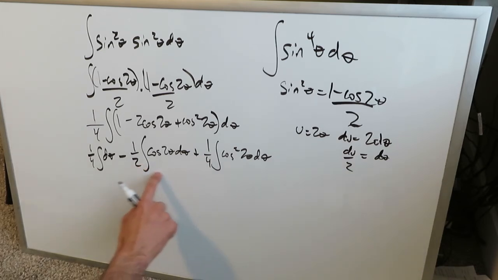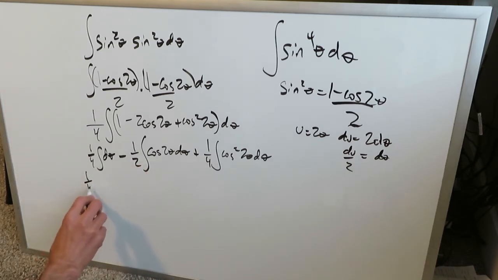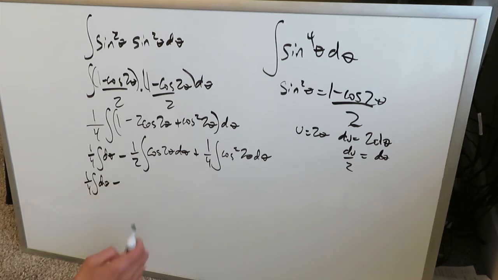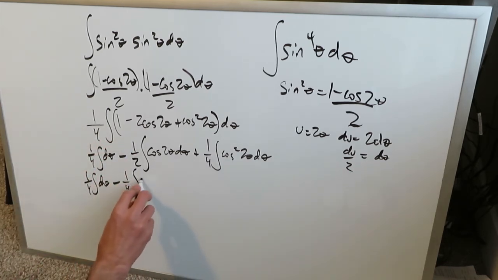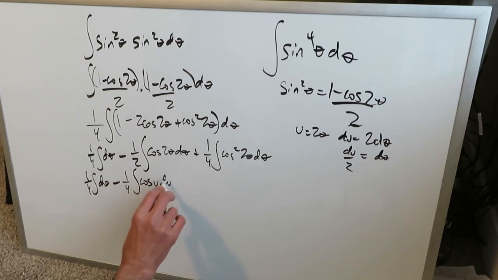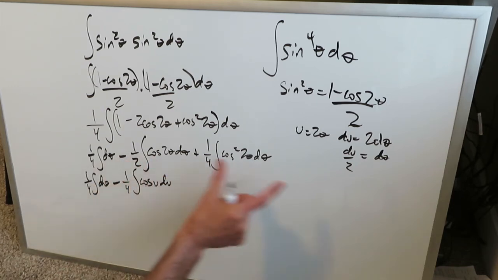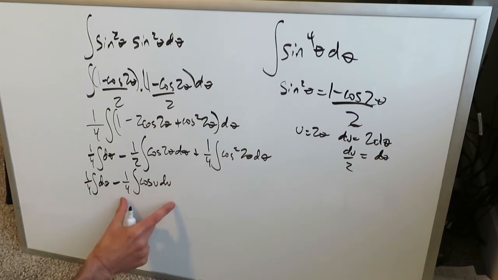I'm looking at this one right over here. I'll write everything else I see. 1 over 4 d theta. This 1 over 2 with this 1 over 2, you'll get a 1 over 4. And here you get cosine u du. You can see all of this right here, with the effect of this, brings you that.